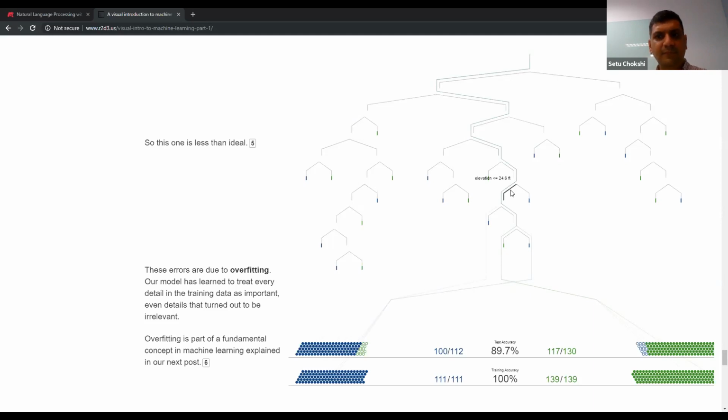But this is an idea of building a decision tree. Is this part clear? Are you able to visualize how a decision tree is built, how these splits were done, what the concept of overfitting is, and then the concept of test accuracy?